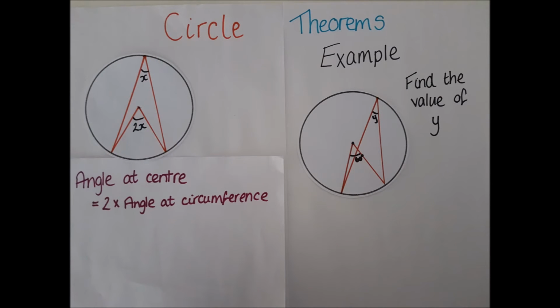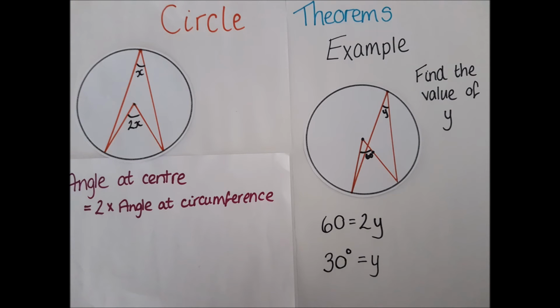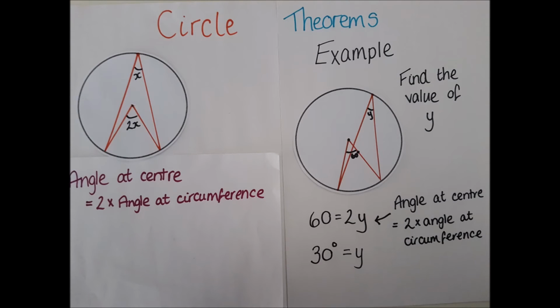We are asked to find the value of y. This may look unusual, but we can see that it is the same form as in the theory. We have an angle at the centre and we have an angle at the circumference. So we have 60 equals 2y, therefore y equals 30 degrees. Don't forget to justify your answer.